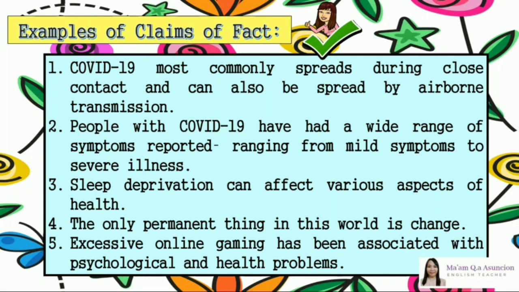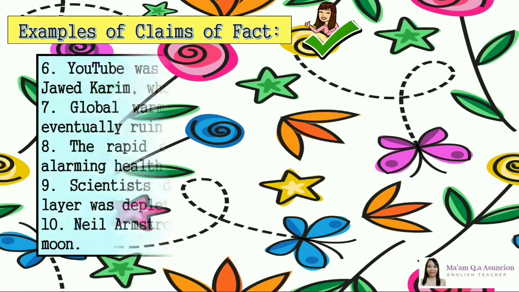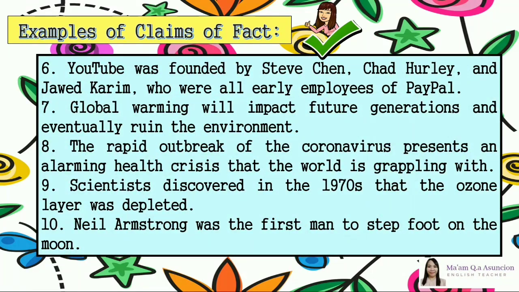Number 3. Sleep deprivation can affect various aspects of health. Number 4. The only permanent thing in this world is change. Number 5. Excessive online gaming has been associated with psychological and health problems. Number 6. YouTube was founded by Steve Chen, Chad Hurley, and Jawed Karim, who were all early employees of PayPal.